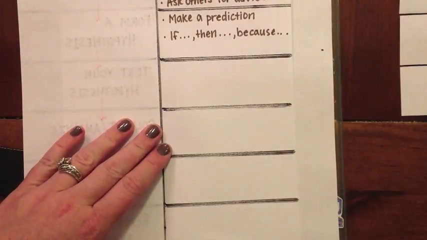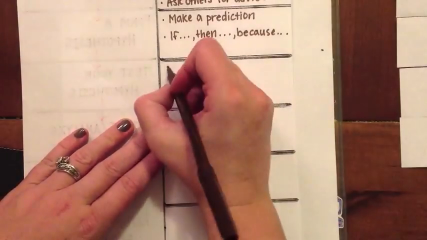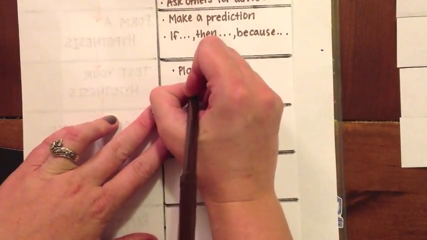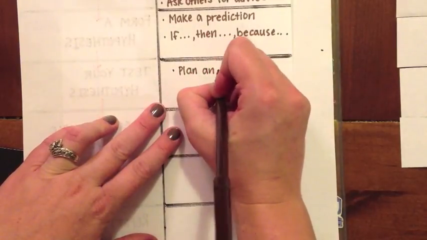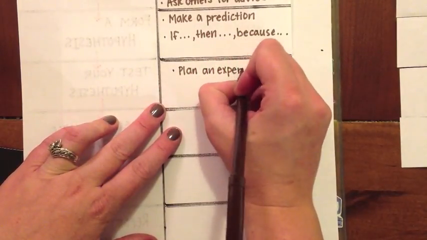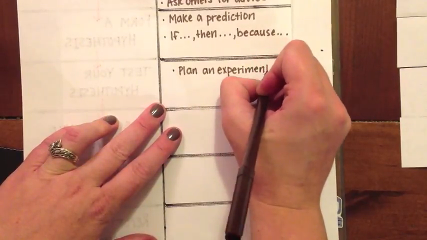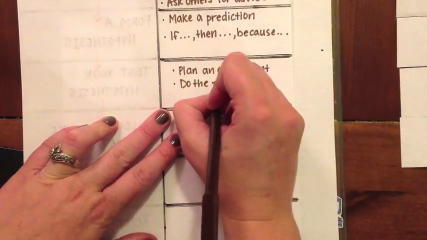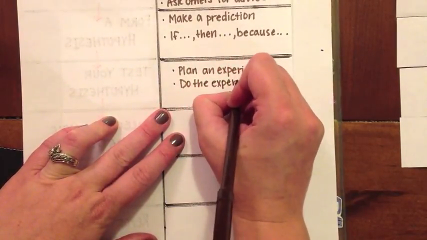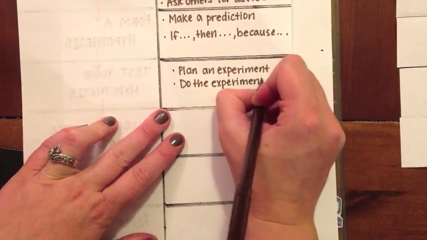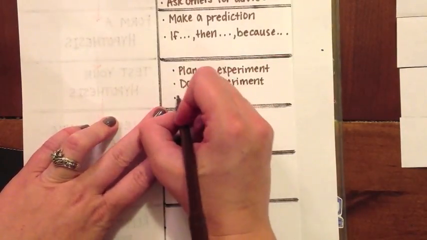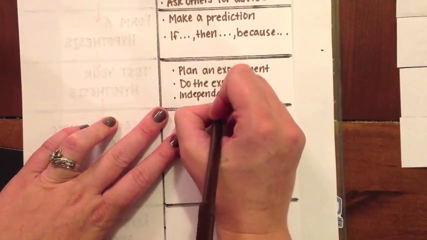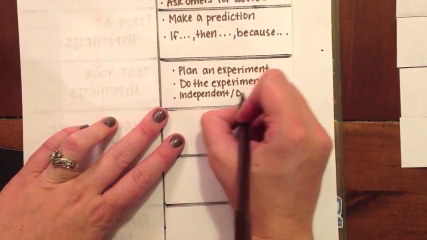Once you've formed your hypothesis, you need to test your hypothesis. In order to test it, you have to experiment. Plan your experiment. Then you have to do the experiment. Remember that the experiment is going to involve things like independent variables and dependent variables.